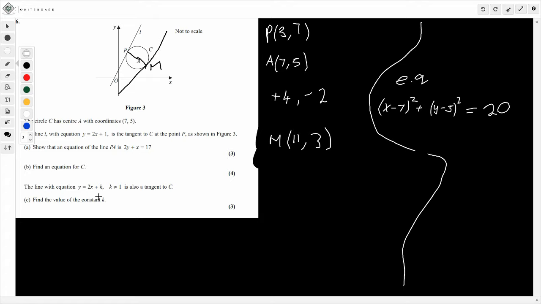Now what we need to do is just sub this into this line that we've got here. So y is equal to 2x plus k, so y is 3, so 3 is equal to 2x, so 11 times 2, so 22, plus k. So therefore k is equal to 3 minus 22, which is equal to minus 19. And there we have it, that's the full question done.